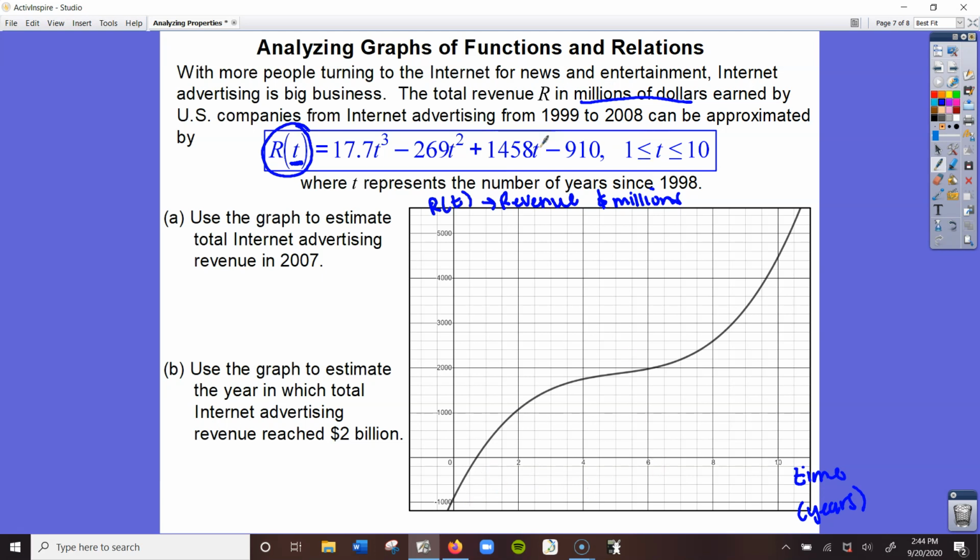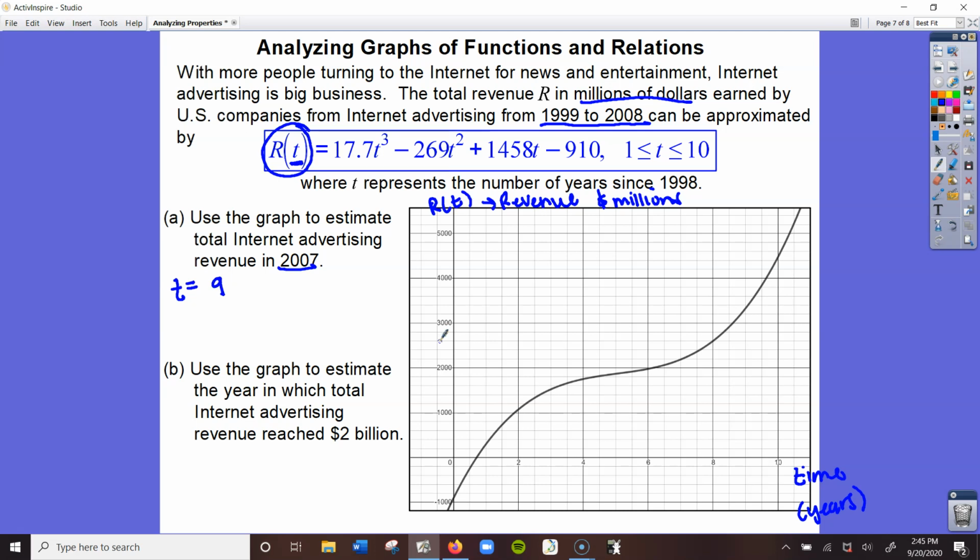Now, it tells us that these values, the revenue, can be approximated using the equation and the graph from 1999 to 2008. And here we have this inequality where t is between 1 and 10. That means that 1 corresponds to 1999, and then 10 corresponds to 2008. So if I want to know the revenue for 2007, if 1999 is 1, then 2000 is 2, 2001 is 3, 2002 is 4. Then if you just continue counting up, by the time you get to 2007, you would get that t is 9.